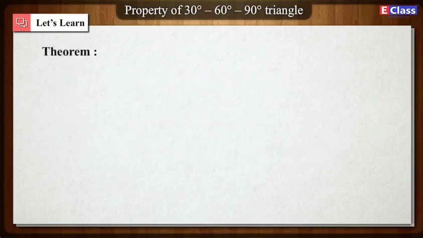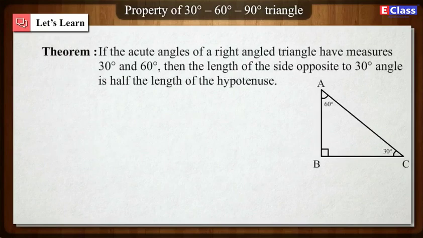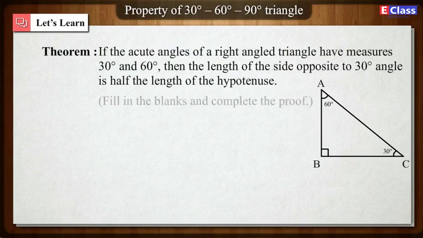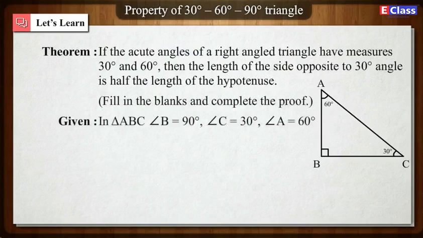Theorem: if the acute angles of a right-angled triangle have measures 30 degrees and 60 degrees, then the length of the side opposite to 30 degrees angle is half the length of the hypotenuse. Fill in the blanks and complete the proof. Given: in triangle ABC, angle B is equal to 90 degrees. Angle C is equal to 30 degrees. Angle A is equal to 60 degrees. To prove: AB is equal to half of AC.